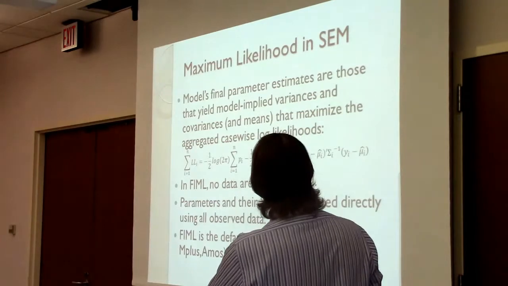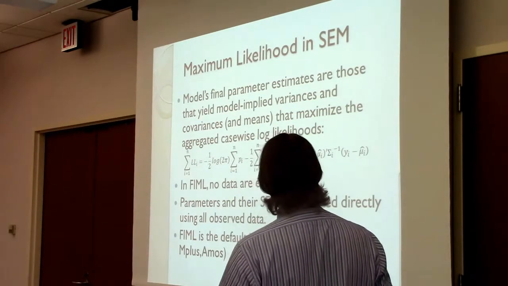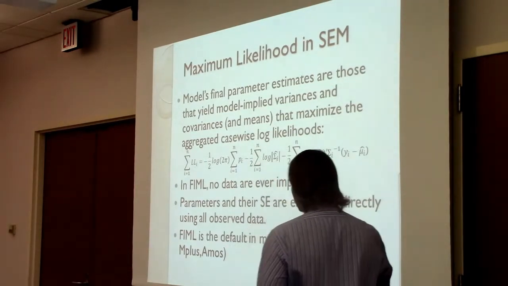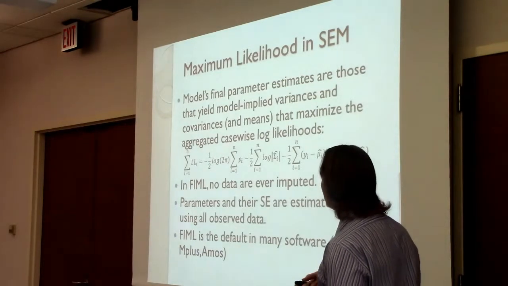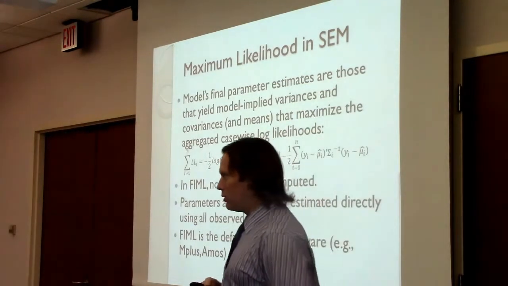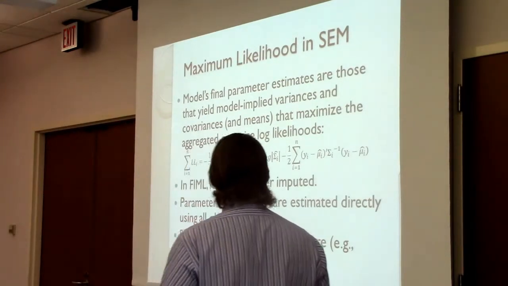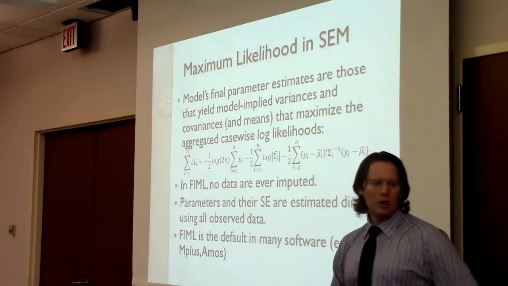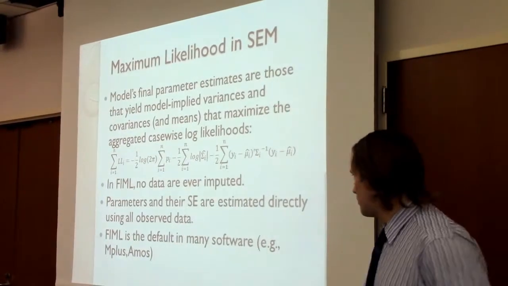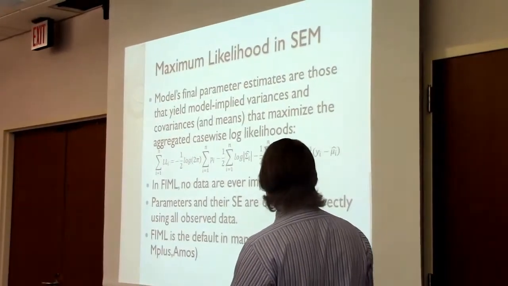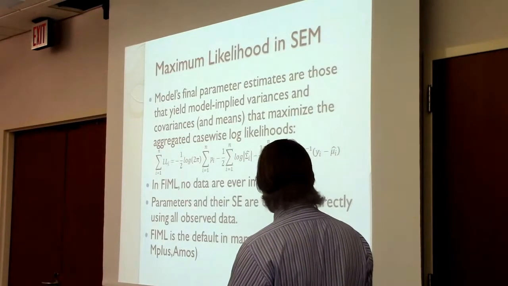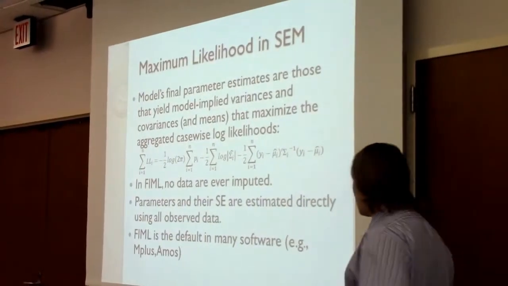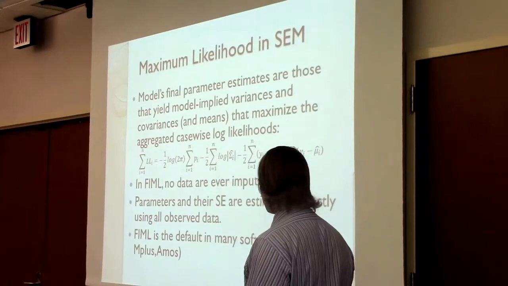Okay, so once we get all of this, we get an aggregated log likelihood, and we don't have any imputed data because we didn't need to for maximum likelihood. FIML is full information maximum likelihood, which is just maximum likelihood. There is also REML, which is restricted maximum likelihood, which is better for small sample sizes, which we never use in SEM. Okay, so then all of the parameters and their standard errors are estimated directly using all observed data. And maximum likelihood is the default in most of our SEM software.